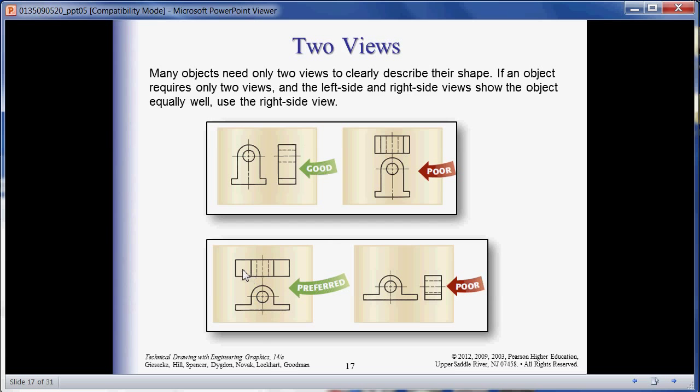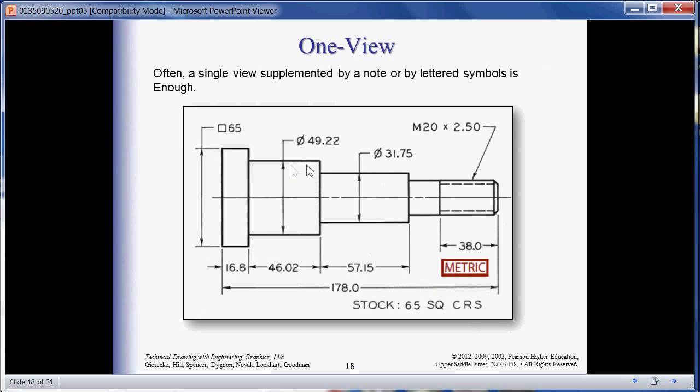Okay, here you have the longest amount of information off the front view, but here you would show the shortest amount. So that's why you want to pick those two. Okay, and let's see. Here's just one view. Now I'm going to let you think about this for a while. Why do you think we would just use one view?